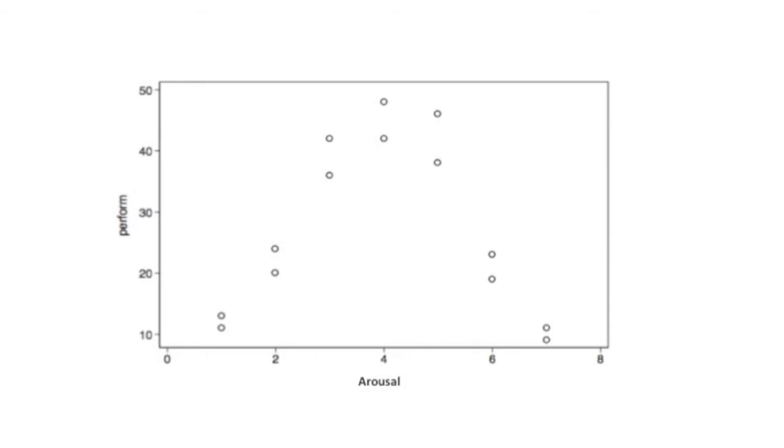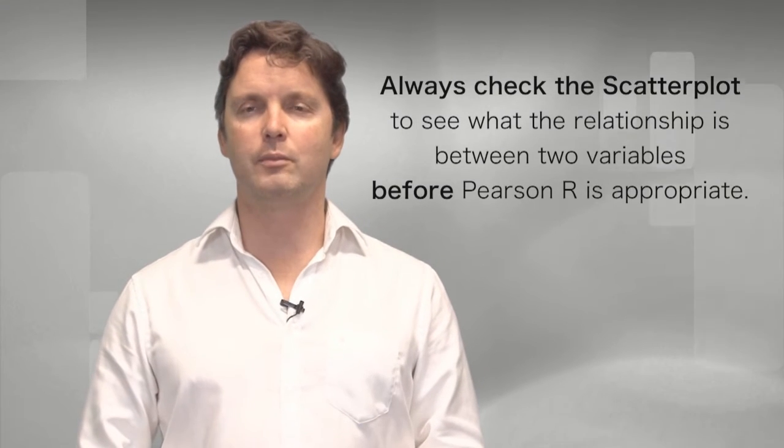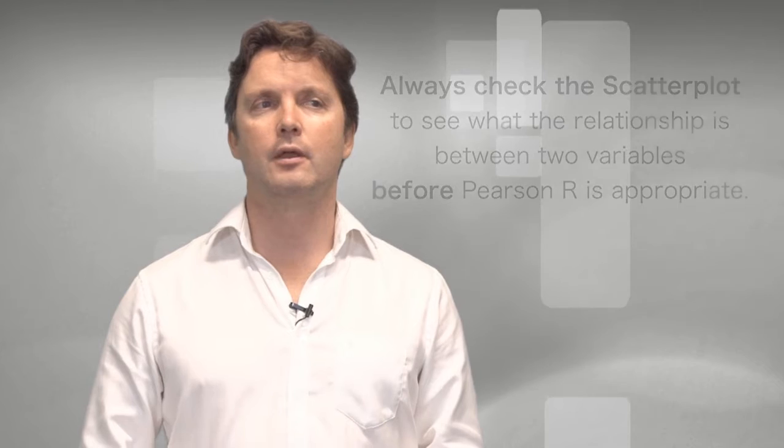So using the linear relationship, which is what the Pearson correlation coefficient is, with a pattern like this, that curvilinear relationship would show a relationship of close to zero because it can only deal with a linear relationship. And this would clearly be misleading. So you should always examine the scatter plot to see what the relationship is between the two variables before deciding that the Pearson correlation is appropriate.